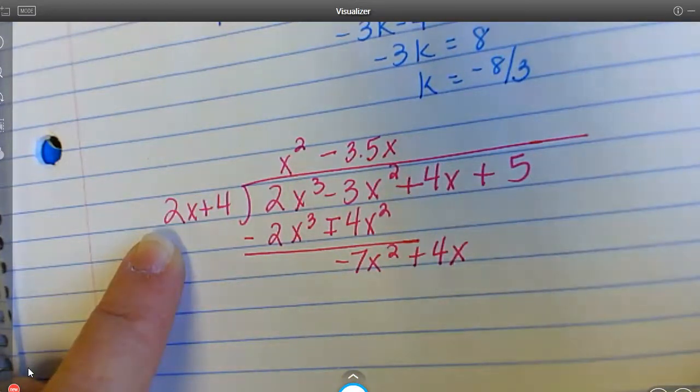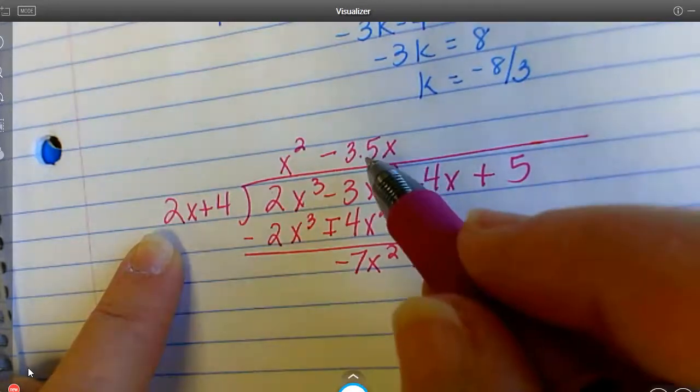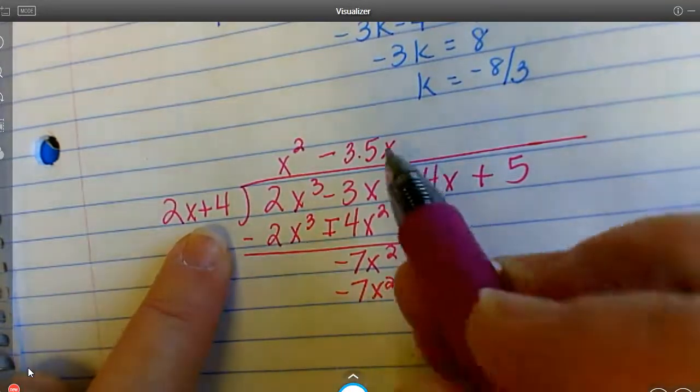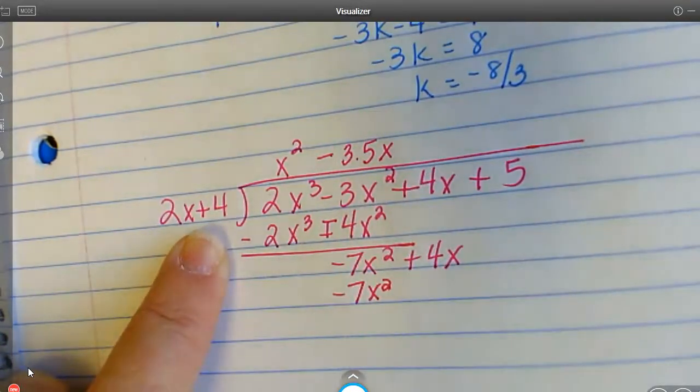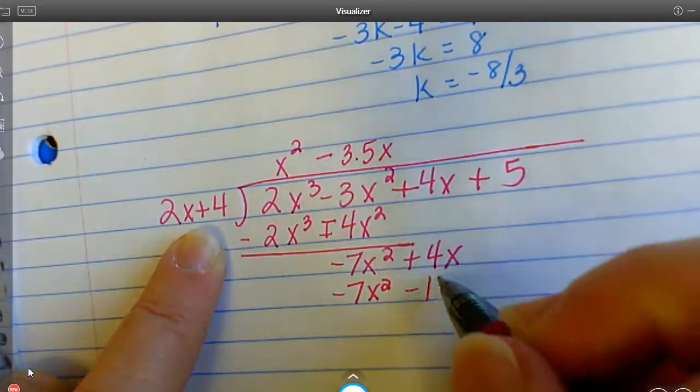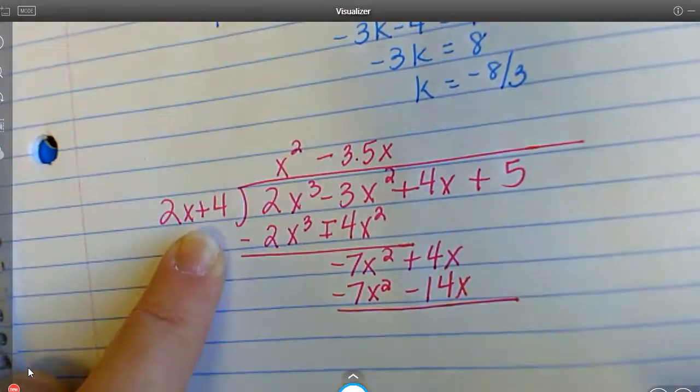It is negative 3.5 because 3.5 times 2 will give you 7. So that's negative 7x squared. 3.5 times 4, I don't even know what that is. It is 14. So that's minus 14x.